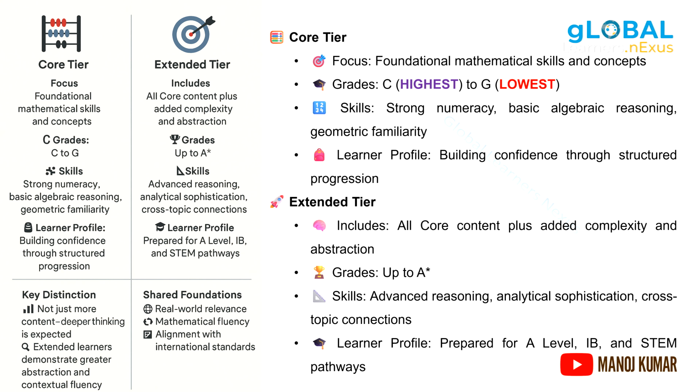The core syllabus offers essential mathematical skills and fundamental concepts at a moderate level of complexity, targeting grades C to G. The extended syllabus encompasses all core content plus additional advanced topics, delivering greater depth and challenge for learners and providing access to the higher grade range of A star to E. In summary, core is suited for building proficiency in foundational maths with less demanding questions, while extended is designed for higher achieving students, introducing more complex material and assessment for progression to top grades and advanced study.